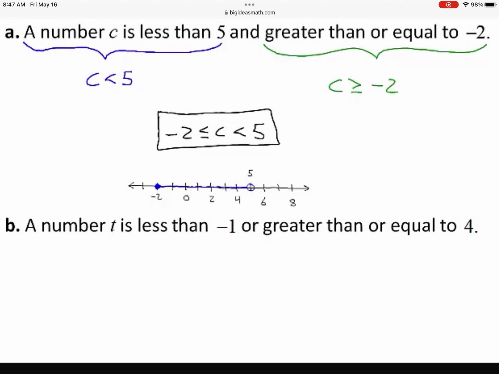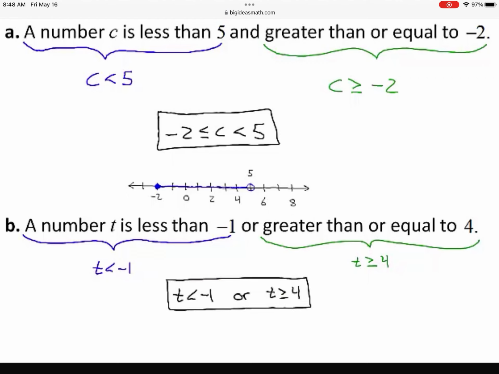Part B. A number t is less than -1 or greater than or equal to 4. A number t is less than -1 can be written as t less than -1. A number t is greater than or equal to 4 can be written as t greater than or equal to 4. Because t is either less than -1 or greater than or equal to 4, an inequality that represents the sentence is t less than -1 or t greater than or equal to 4.